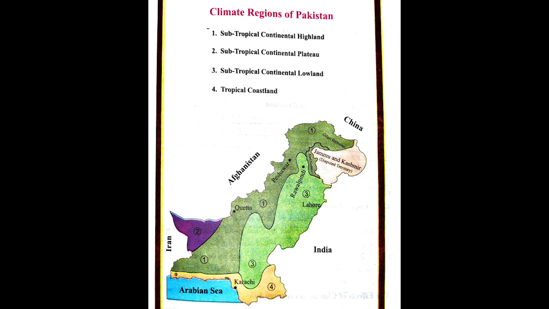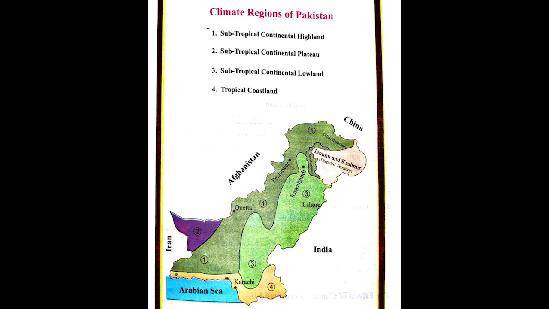You can see the map on your screen as well, which is showing you the climatic regions of Pakistan with the help of different colors. The subtropical continental highland is the climatic region of Pakistan which includes the northern highland and the northwestern mountain ranges, western mountain ranges, and the mountain ranges of Balochistan.